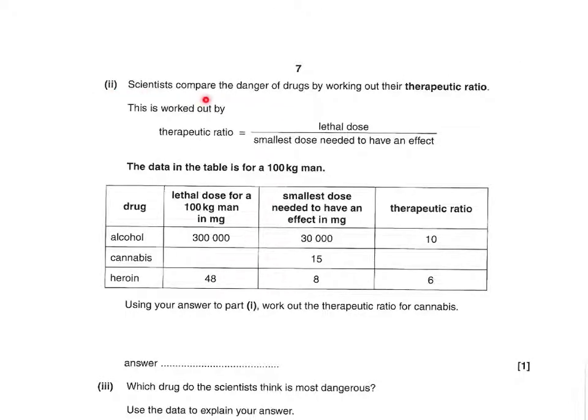Next question says, scientists compare the danger of drugs by working out their therapeutic ratio. This is worked out by this formula here. And so the data in the table is for a 100 kilogram man. So we can put in the lethal dose that we just worked out in the last question, 75,000 for cannabis. And it asks us to work out the therapeutic ratio. So all we've got to do is divide the lethal dose by the smallest dose needed. So here's the lethal dose, and that's the smallest dose needed. So it's going to be 75,000 divided by 15, and that equals 5,000.